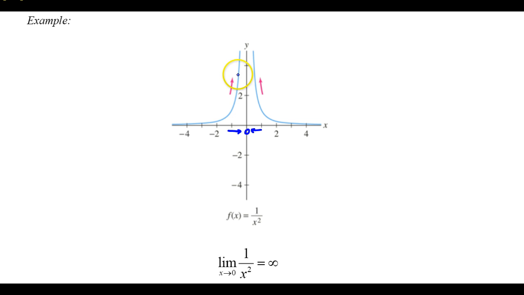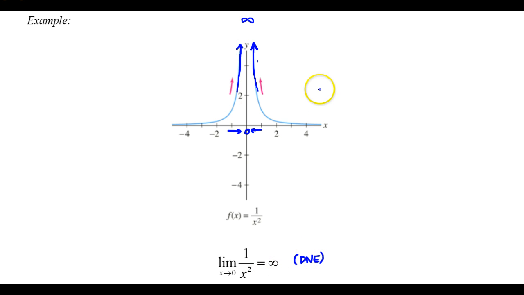So if I know what the graph looks like, I know that as I get close to 0 from the left, my function is going up and up and up and up towards positive infinity. And from the right-hand side, the same thing. I'm going up and up and up towards positive infinity. So what I can say is that the limit as x approaches 0 of 1 over x squared equals infinity, but technically this limit still does not exist because infinity is not a number.